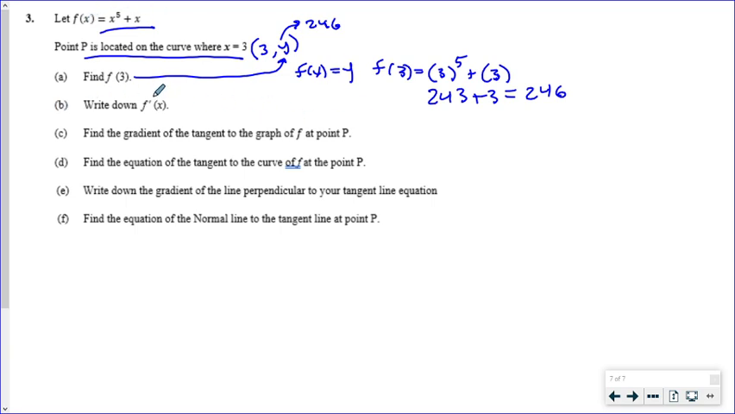Now part B. Notice a little symbol here. This means derivative. Find the derivative of this. So I use the power rule. So I'm going to do 5x to the 4th and then plus. And then you see here, that's a 1. So I bring the 1 down in front. I just have that. So this is my derivative.